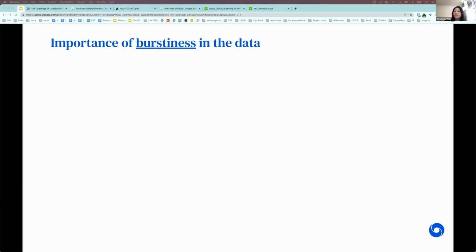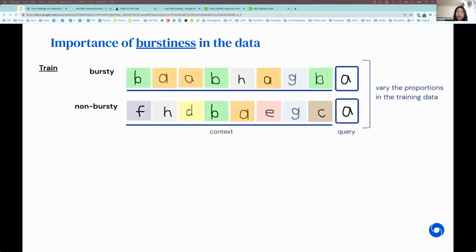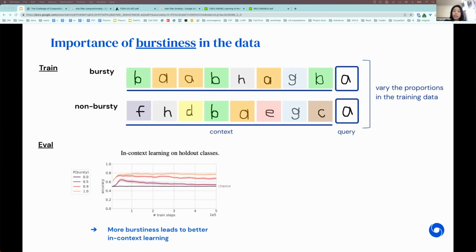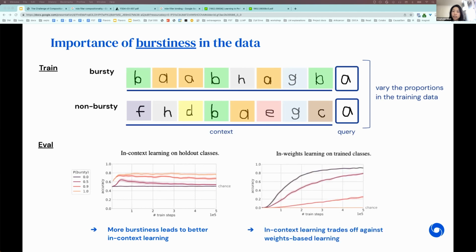So in our results, we found that transformers can indeed perform few-shot learning on the omniglot sequences. And this ability is enabled by increasing burstiness in the training data. So we varied the proportions of training data that were bursty or not. And you can see that if you increase burstiness, you get better few-shot learning. But you also see a trade-off where more burstiness also leads to worse in-weights learning.